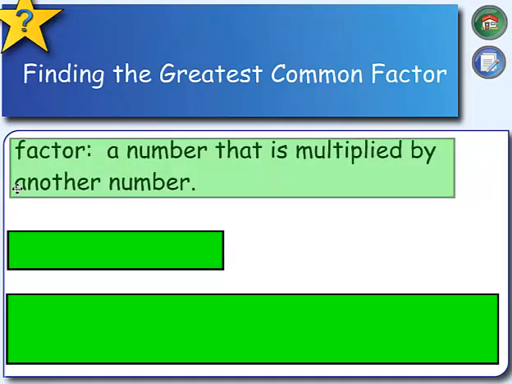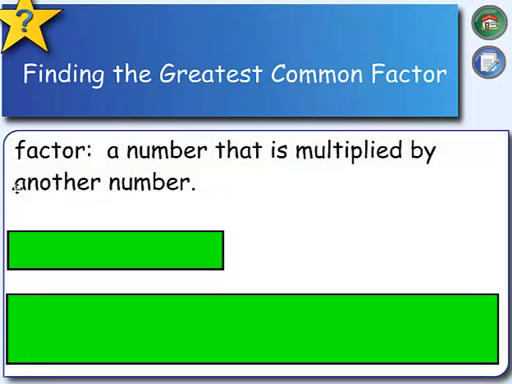A factor is a number that is multiplied by another number. For example, 3 times 2 equals 6. 3 and 2 are the factors. 6 is the product.